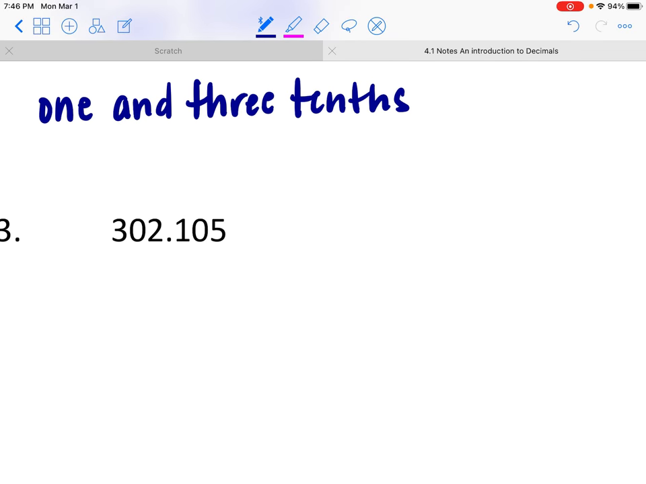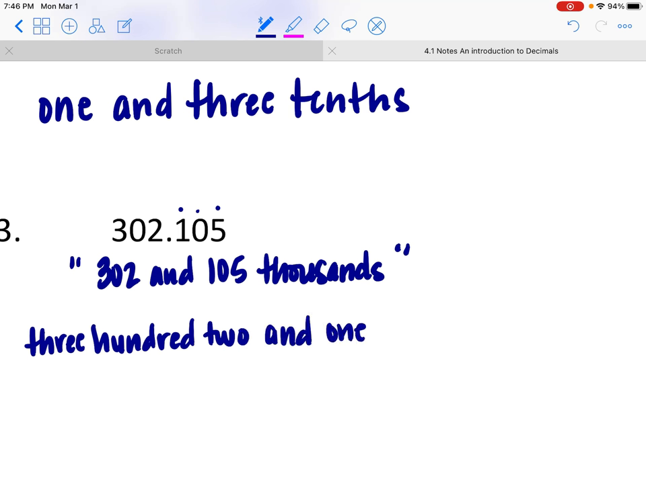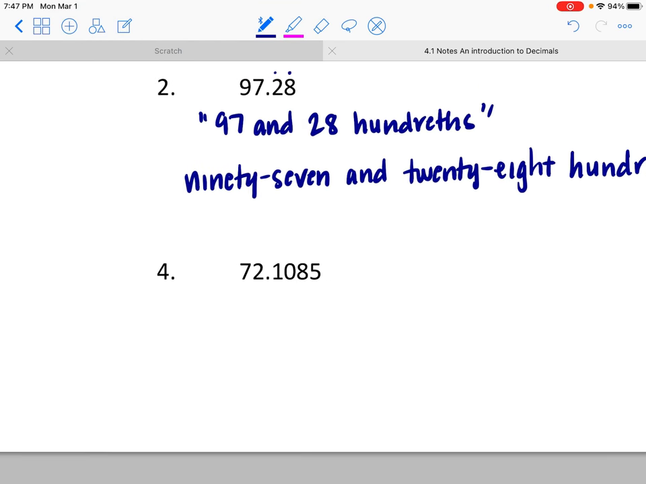Okay, or here, if we're reading this, we're going to say 302 and 105 thousandths, so not tenths or hundredths, but thousandths. So writing it out, we would say 302 and 105 thousandths. Oh, I said "thousandths" over here, guys. Goodness, that's thousandths with a TH. Thousandths. Okay. Should I make that mistake over here? Nope. All right.